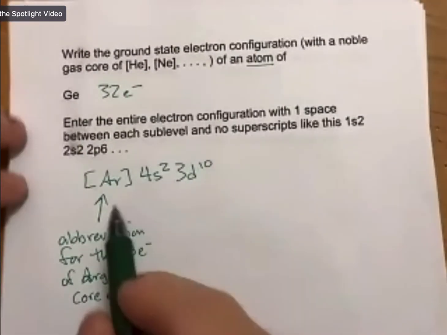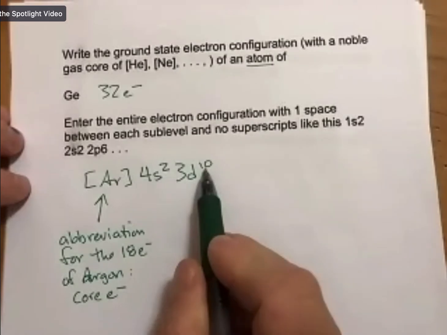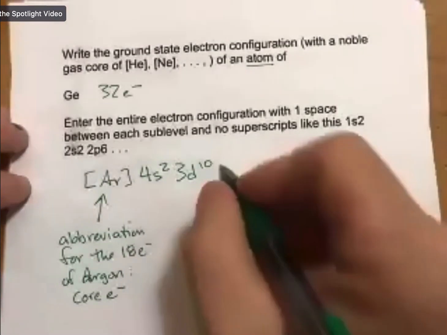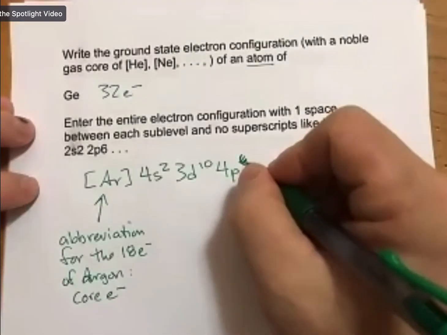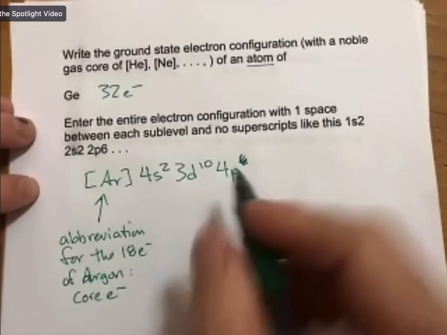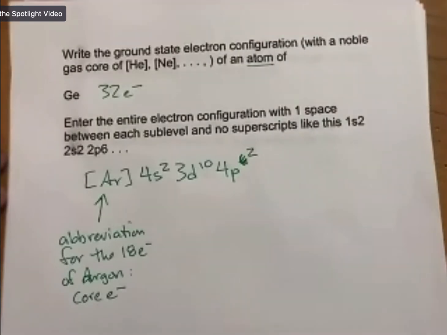Okay, so we had 18, 19, 20, 30 electrons. Then we go to 4p. And 4p will hold 6, but we only need 2 of those to get to our 32 electrons.